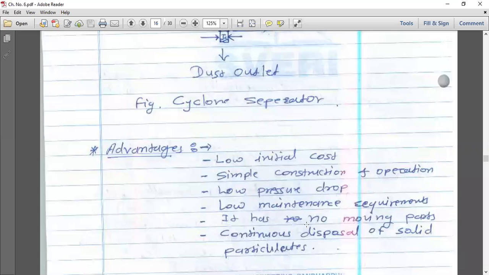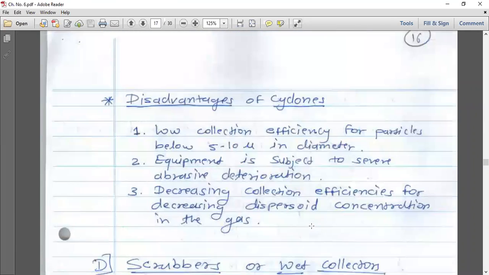So these are the advantages: low initial cost, simple construction and operation, low pressure drop, and low maintenance requirements. It has no moving parts, and continuous disposal of solid particulates is possible. What are the disadvantages? Low collection efficiency for particles smaller than 5 to 10 micron in diameter.